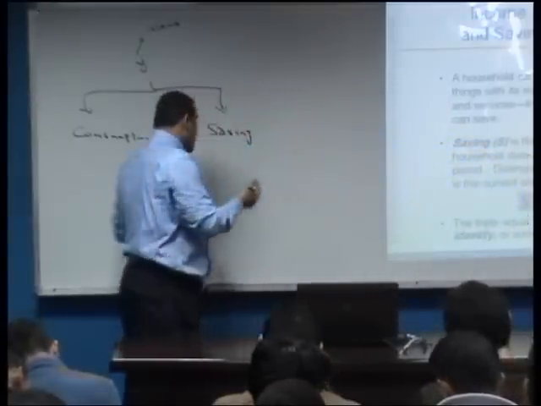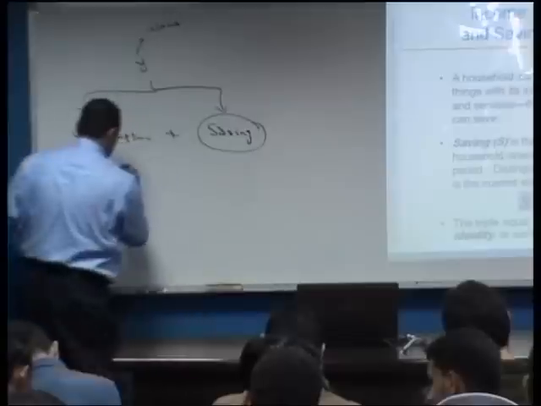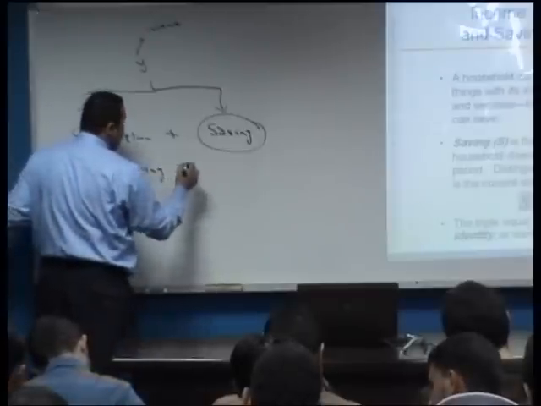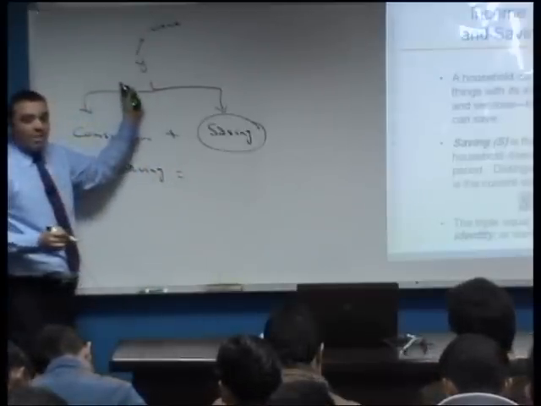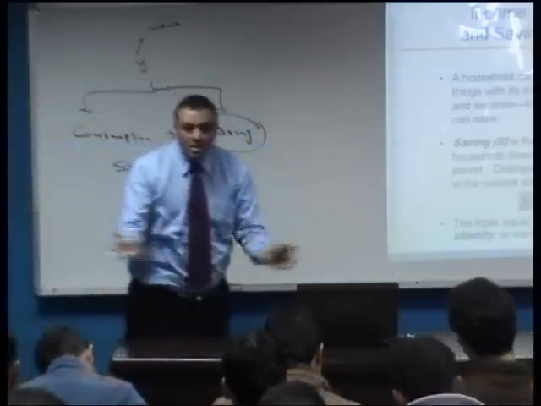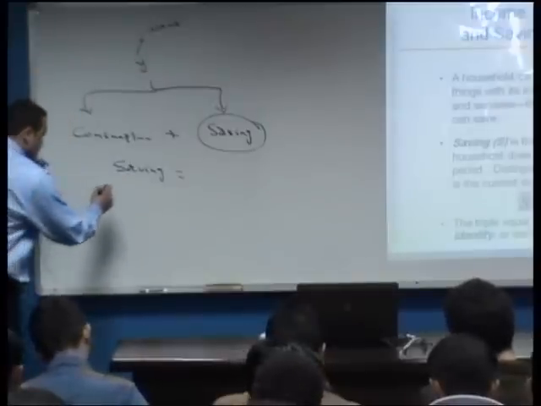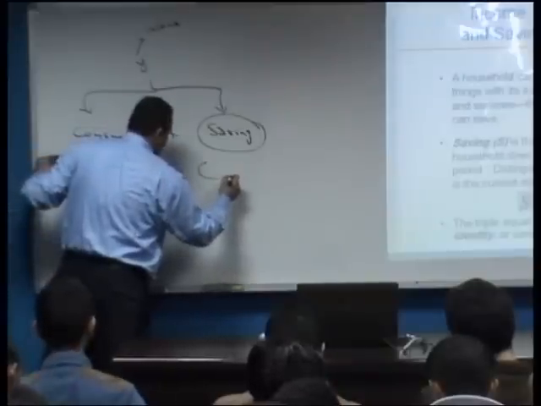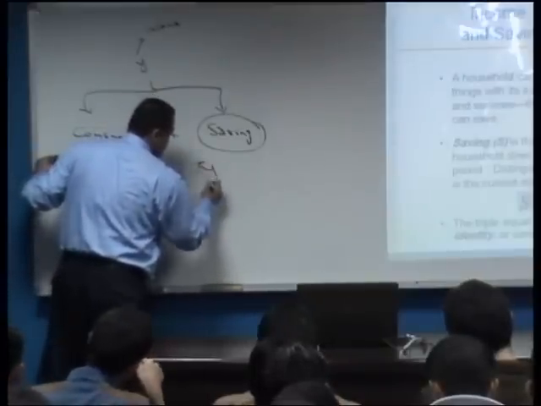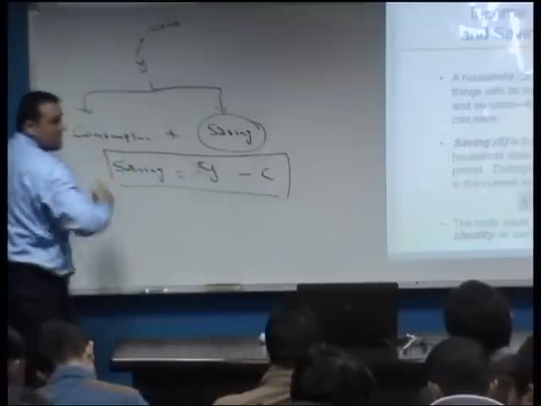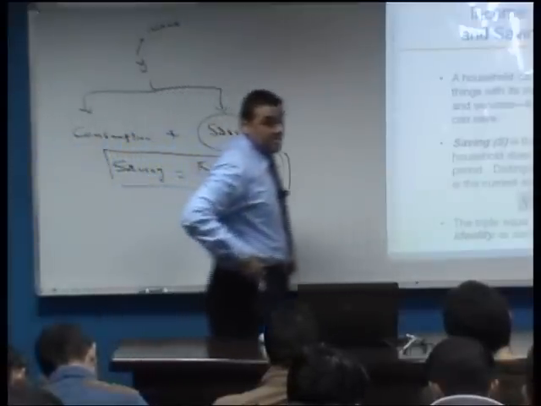So saving equals what? Aggregate saving equals Y, the aggregate income, minus the aggregate consumption. Right? Y minus C. This is the value of aggregate saving.